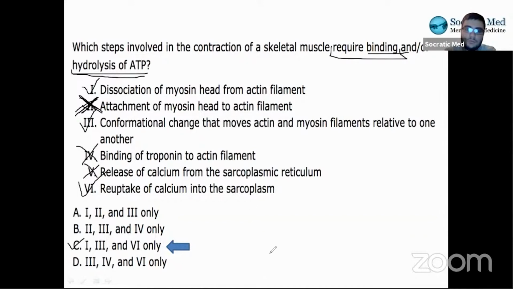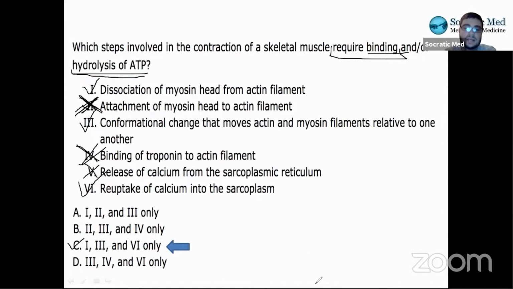Sorry, 4 is not correct, because of binding of troponin to the actin filament. Firstly, troponin binds to tropomyosin, and it doesn't require ATP. It requires calcium. Once troponin is bound to calcium, it binds to tropomyosin. It doesn't require ATP.